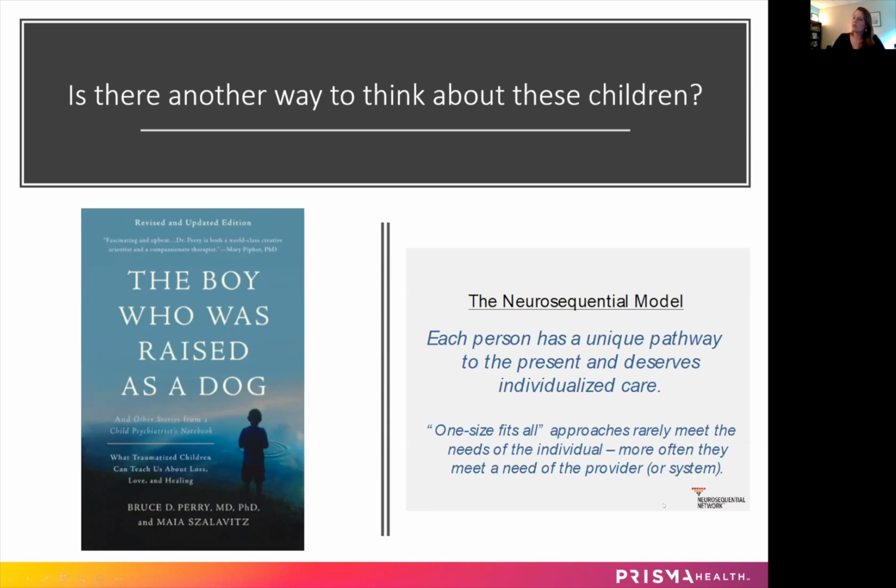Also, note that if you see a slide that has this emblem in the bottom right-hand corner, saying the Neurosequential Network, that is one of Dr. Perry's slides that he gave me permission to use today.